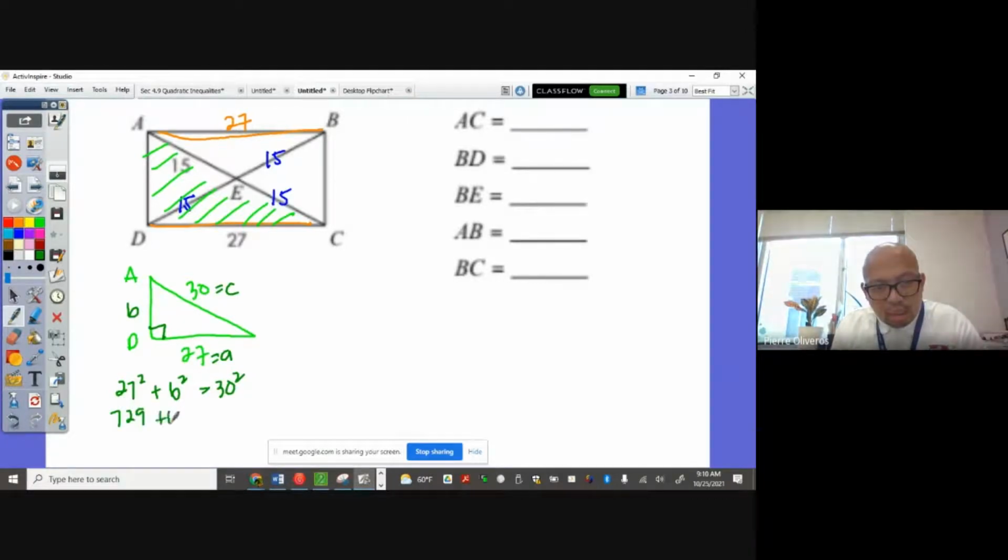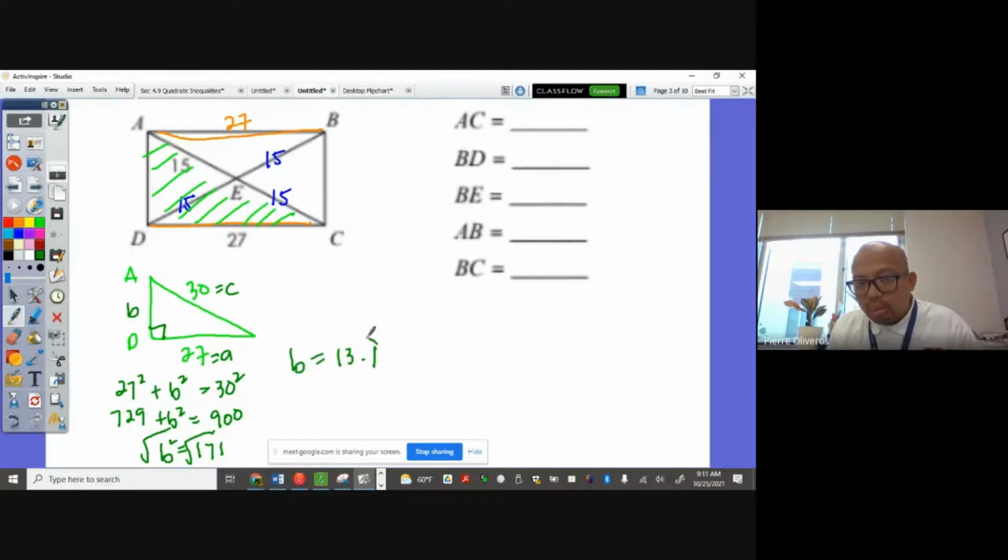729. And this will be 900. Subtract that one from 900 will give me B squared is equal to 171. There's no perfect square root of 171, but that will give us B is approximately 13.07, so 13.1 approximately. Okay, so this is 13.1, that's 13.1. Okay, so AC is 30 because that's 15 and that's 15.